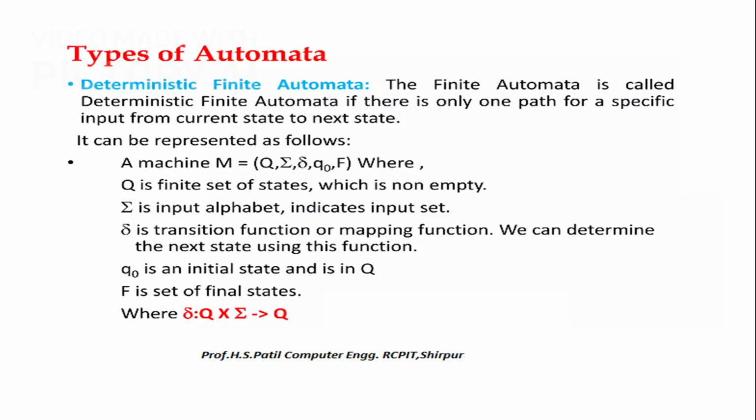Deterministic finite automata have a single path for each input from one state to the next. This predictability makes them easier to understand and implement, as each state transition is clearly defined.